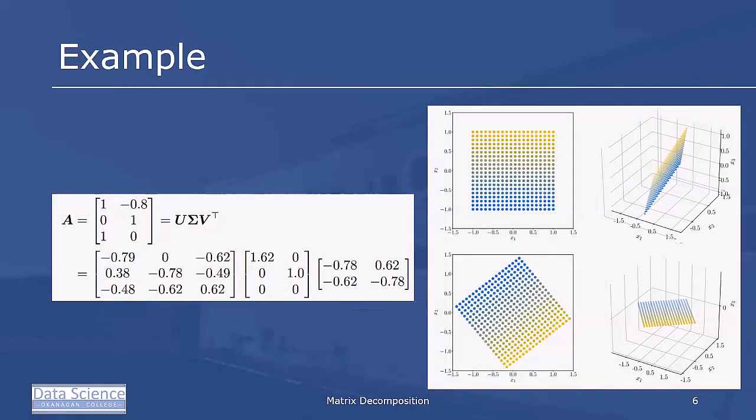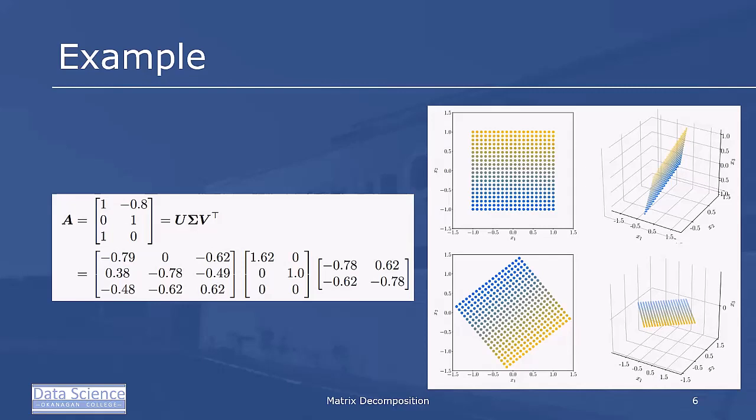Consider a mapping of a square grid of vectors x in R2 that fit in a box of size 2 by 2 centered at the origin, the top left corner of the figure. Using a standard basis, we map these vectors using matrix A. And since A is equal to U sigma V transpose, we're going to start by taking our set of vectors and rotating them after applying V transpose. The rotated vectors are shown in the bottom left panel.